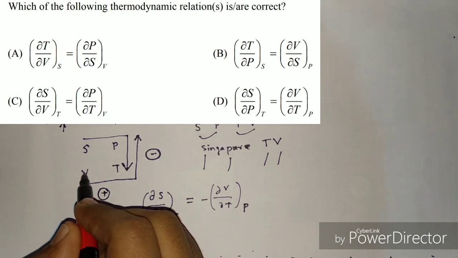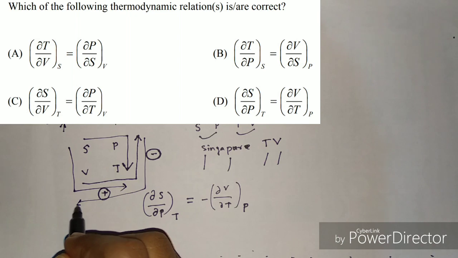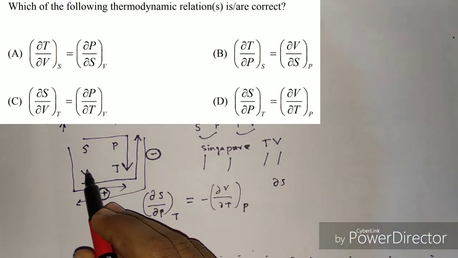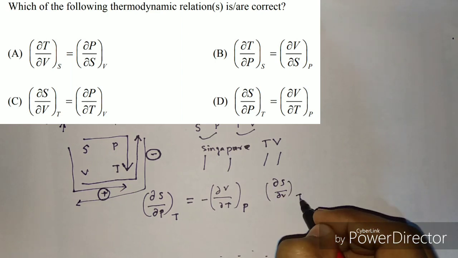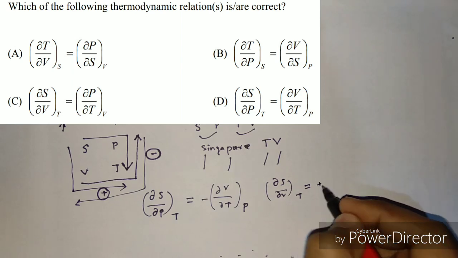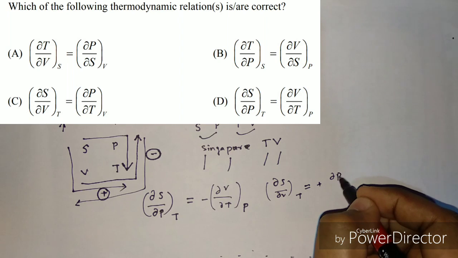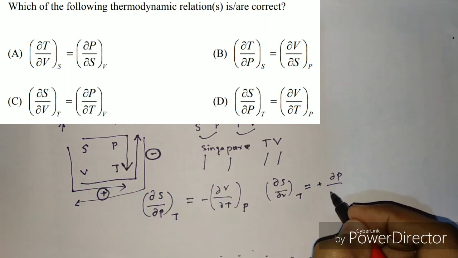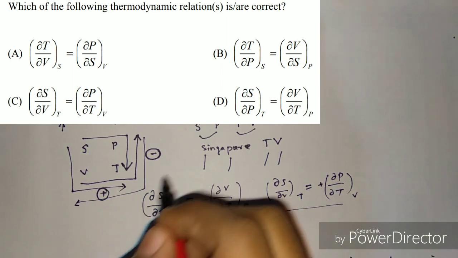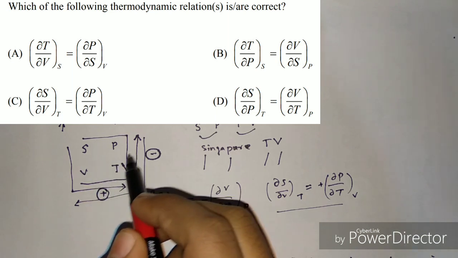Suppose we are taking this direction and this direction, so what will be the relation? The relation will be del S by del V at constant T equals, as the below side is common, so there will be no negative sign, that is positive, or you may ignore this, del P by del T at constant V. So this will be another relation. So in this way you can get every relation from this, and you can verify which options are correct.